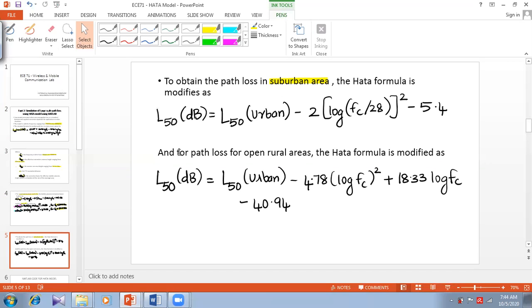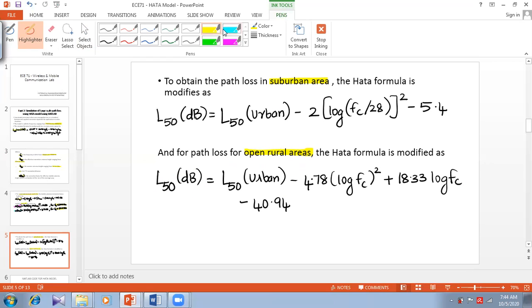Now, if you have to find out the path loss for rural area, Hata formula was again modified, and this time the formula was given by L50 urban minus 4.78 (log fc) the whole square plus 18.33 log fc minus 40.94. This was the formula given by Hata to find out the path loss in case of rural area.